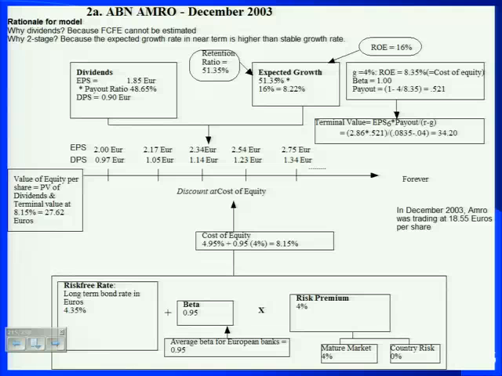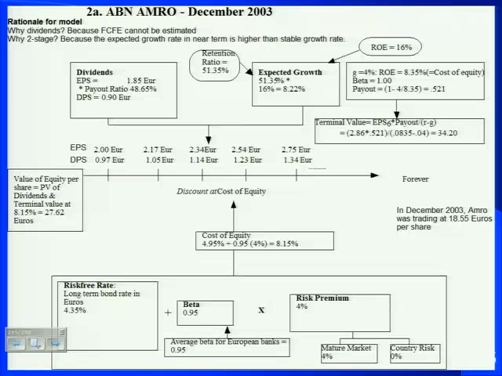There are two costs of equity floating around, right? One is today's cost of equity of 8.15%. The other is the cost of equity beyond year 5. The cost of equity beyond year 5 gets used in only one place, to get the terminal value. And once I'm done with that, I forget about that cost of equity. I discount them all back to today at today's cost of equity. What I get as a present value is 27.62 euros. Stock was actually trading at 18.5 euros.